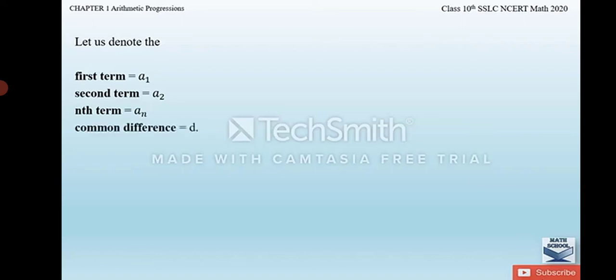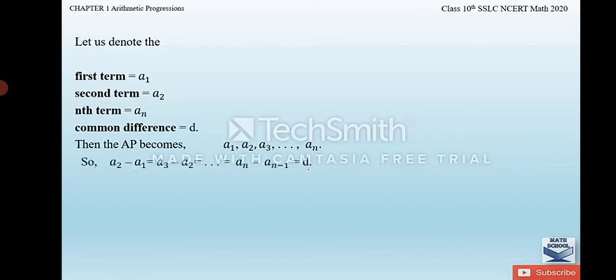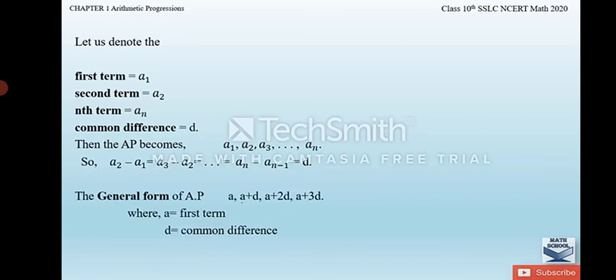Now let us denote the first term in our AP as a1, the second term as a2, and the nth term as an. The arithmetic progression can be represented as a1, a2, a3, up to an, where an is the nth term. Now we can observe that the common difference d is the same between all these terms, that is, a2 minus a1 is equal to a3 minus a2, and it will be equal to an minus a(n-1). So the common difference is equal throughout an AP, and it is represented by d.